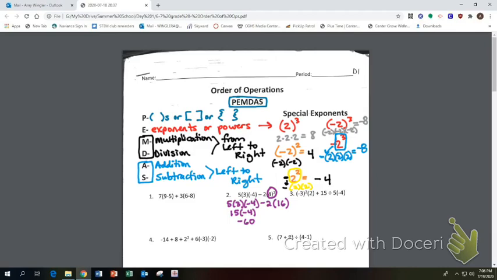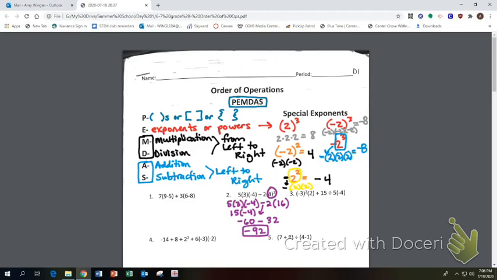So now we're going to go over here and we have to do multiplication before we can do subtraction. So this negative drops down and 2 times 16 is 32. And then we take negative 60 minus 32, which is the same thing as negative 60 plus negative 32, and that gives us negative 92. When you're adding and subtracting negative numbers, you keep the sign and then add the numbers together.